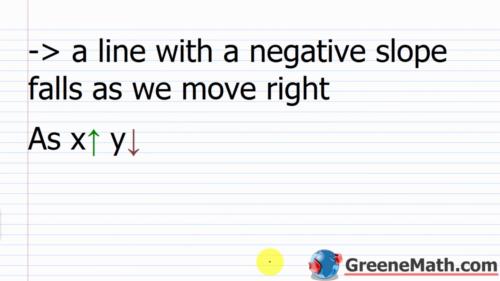So similarly, a line with a negative slope falls as we move to the right. So in this case, as x increases, y is now going to decrease. So that line would look something like this. So as x is increasing, remember x increases as we move to the right, y is now decreasing. Your vertical values are moving down as we go to the right.